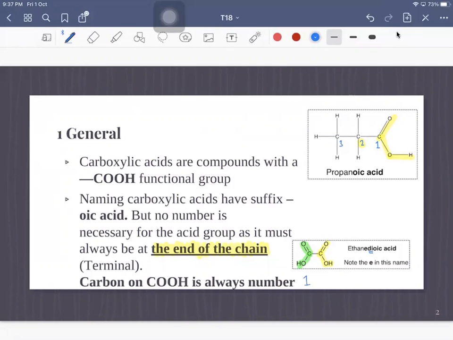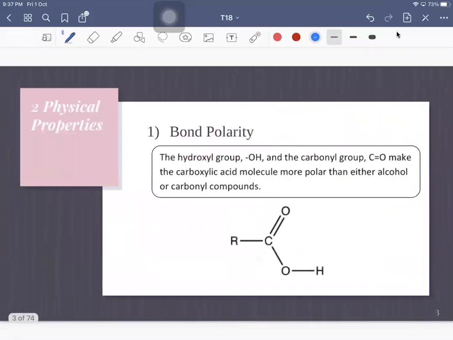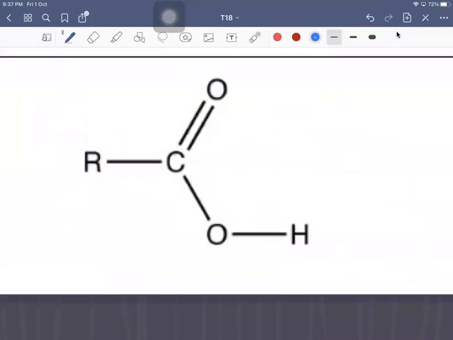Okay, moving on to the physical properties of carboxylic acid. We already know the bond polarity of the hydroxy group OH. Since oxygen and hydrogen have very different electronegativity values, the oxygen will be slightly negative and the hydrogen will be slightly positive. This is because oxygen has a higher electronegativity than hydrogen.